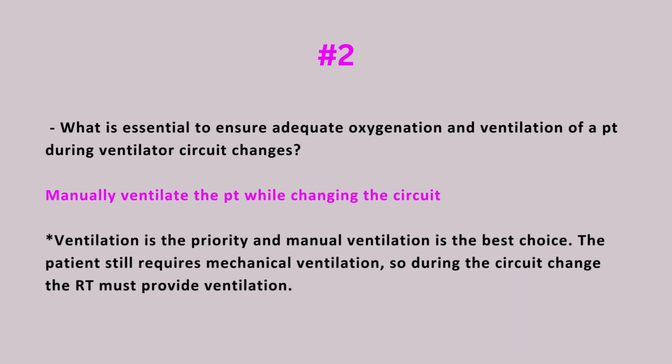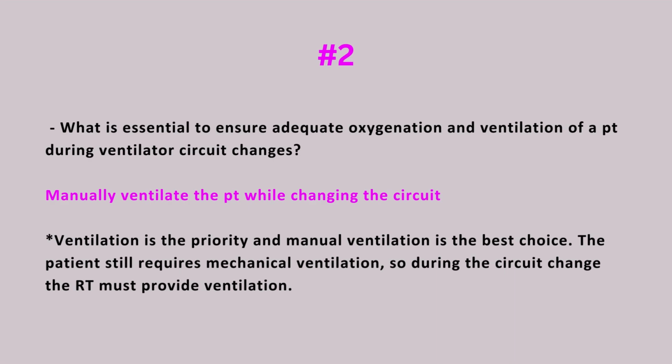Question number 2. What is essential to ensure adequate oxygenation and ventilation of a patient during a ventilator circuit change? The correct answer: manually ventilate the patient while changing the circuit. Okay, let's break it down. Why is that the correct answer? Ventilation is the priority, okay? And manual ventilation is the best choice.